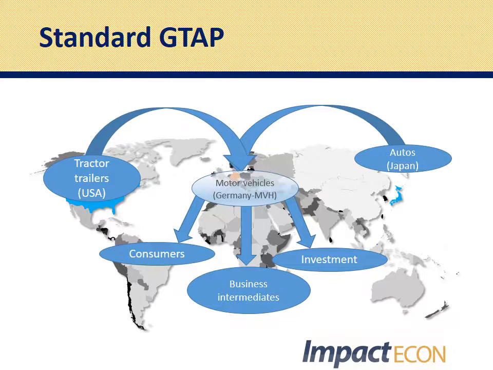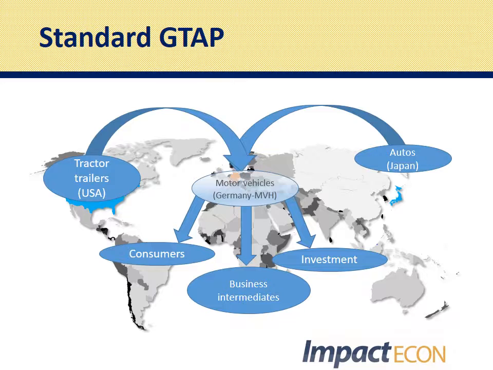Looking at a view of world trade, we consider the case of motor vehicles in GTAP. In the following case, we will assume Germany is the importer and Japan exports primarily autos, and that the USA exports primarily tractor-trailers. German imports of MVH, or motor vehicles, are used by consumers, businesses, and investment.